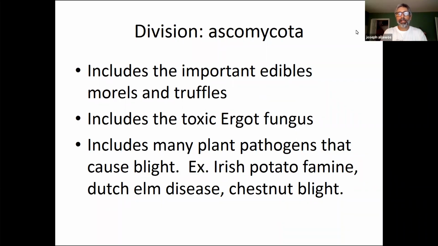Okay, team, here we are back again. And we are in the throes of talking about the division Ascomycota, which is the second division of fungi that we're covering. We've covered some of this, and so we'll have a little review.